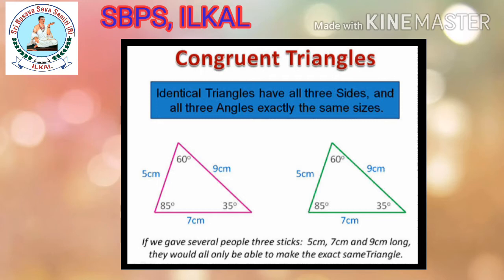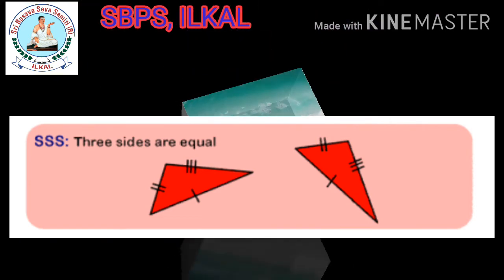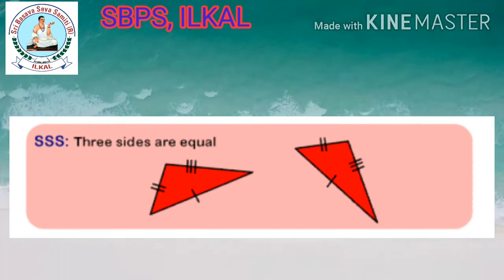Identical triangles have all three sides and all three angles exactly the same sizes. If we gave several people three sticks, 5 cm, 7 cm and 9 cm long, they would all only be able to make the exact same triangle. There are four congruence criterion rules for triangles. The first one is SSS, which means we are going to compare three sides of a triangle. If two triangles have all three sides the same, that is, if the three sides are equal, we can consider both the triangles are congruent.